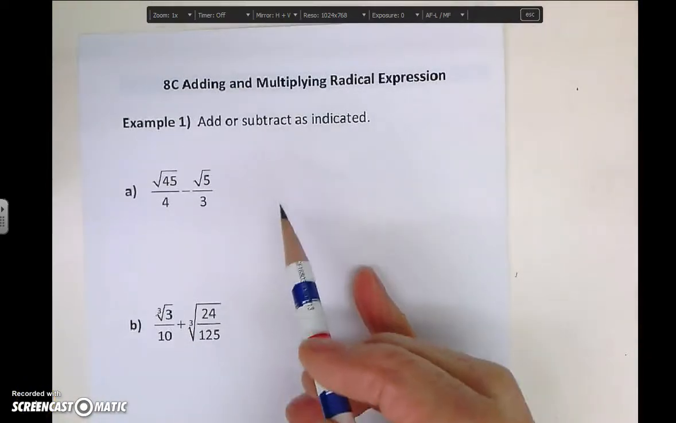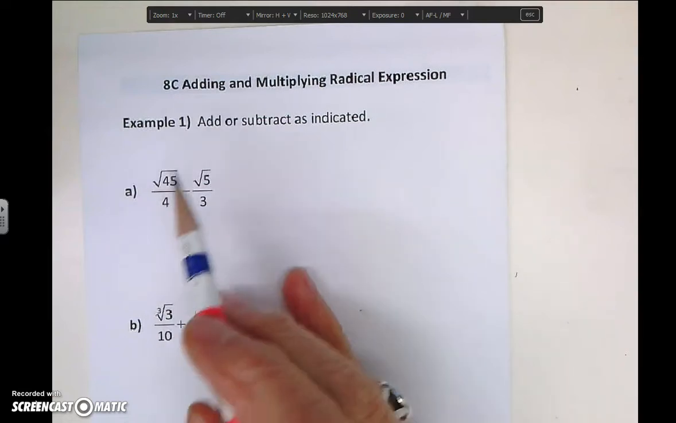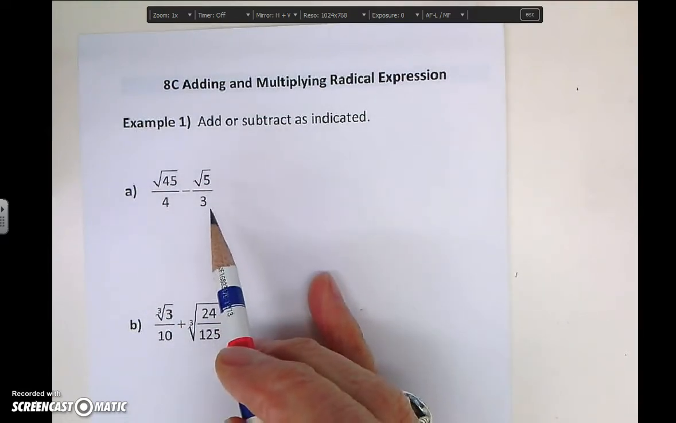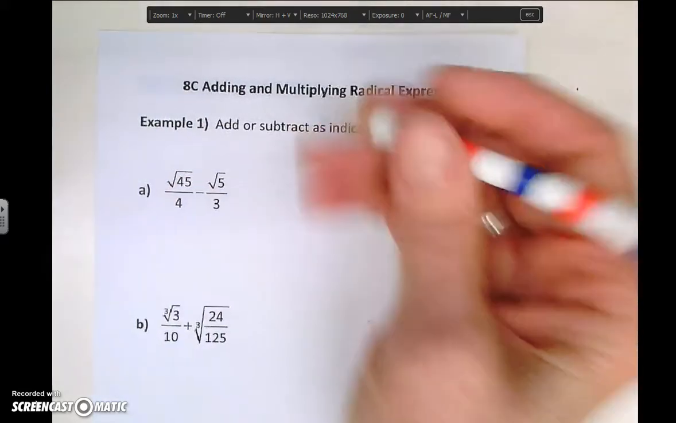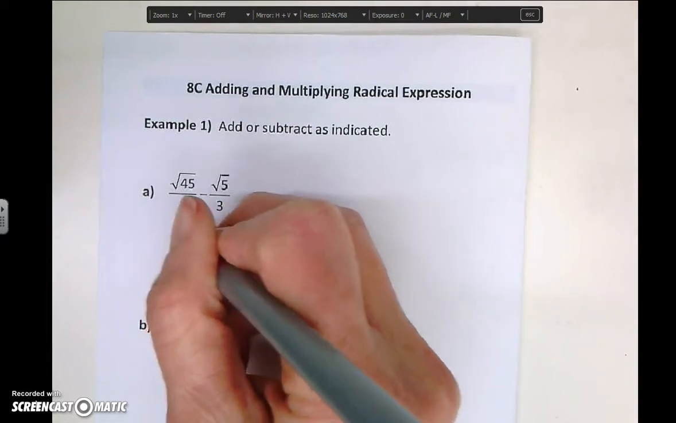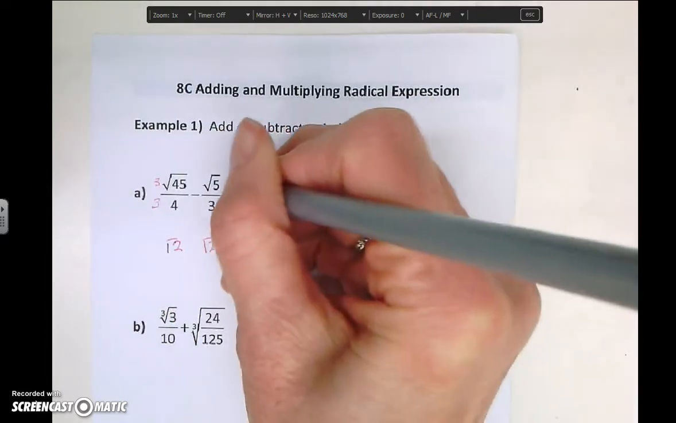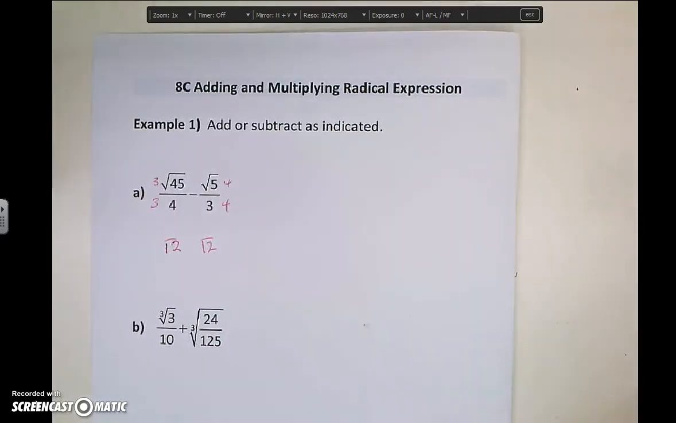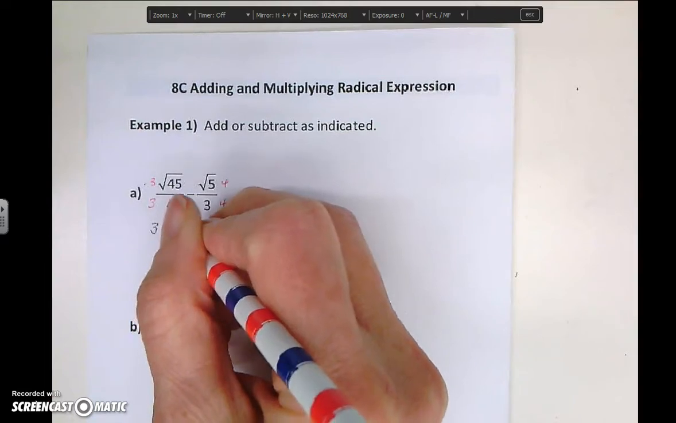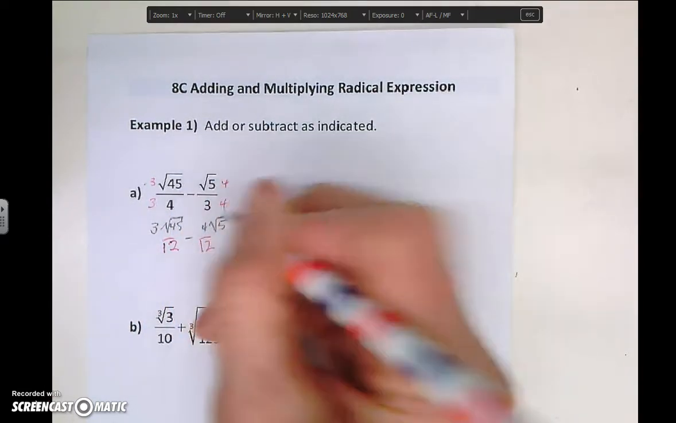In our last video, we added radical expressions, but this time we're going to add some fraction radical expressions. And the first thing that you should remember about adding fractions is that you need a common denominator. And so that's how I'm going to start on this problem, is I'm going to get a common denominator of 12. So I'll multiply. That was going to be 3 here. So there's my clever 1, and there are my 4's there. And so then that's going to give me 3 radical 45 minus 4 radical 5.